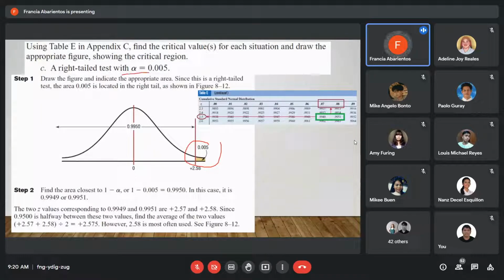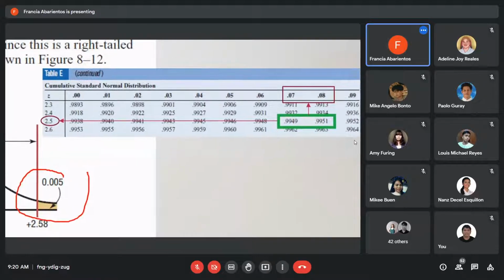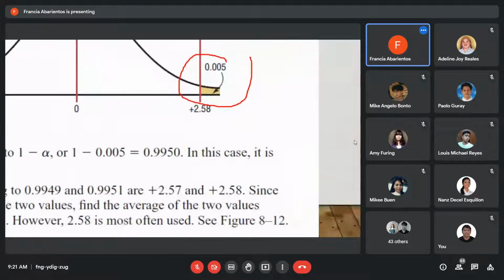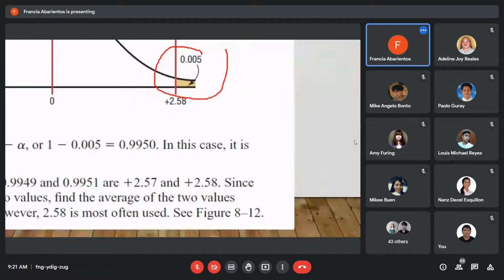Okay? And for the right tail test, sabi ko nga kanina, for an example of this, we have the alpha of 0.05. The total area of the distribution is 1. You need just to subtract it and find the values there. Ayan, we have. So, hindi natin alam. 2.58 ang nakuha natin dito. Bakit 2.58? So, 2.57 and 2.58. Ayan.